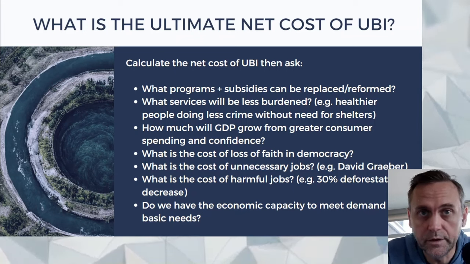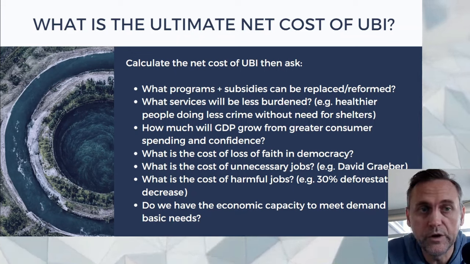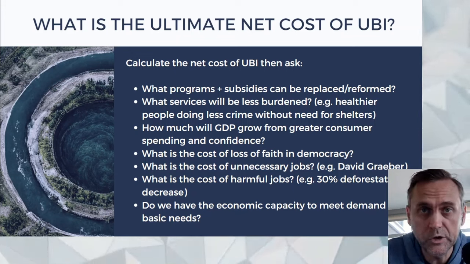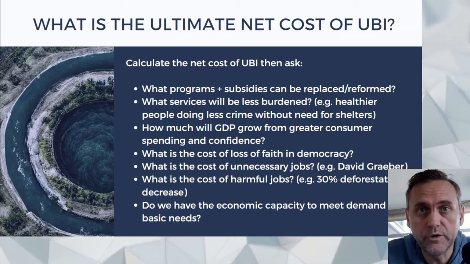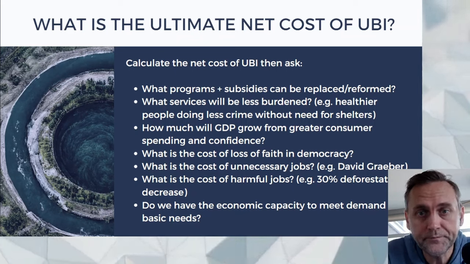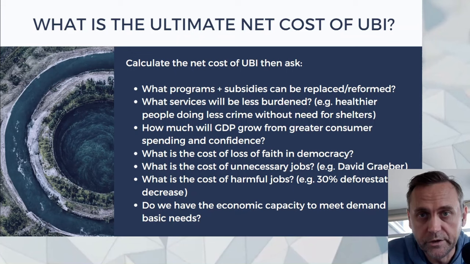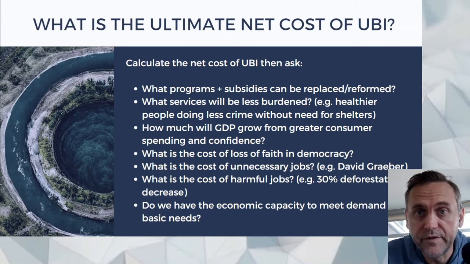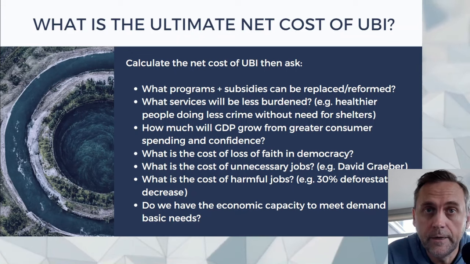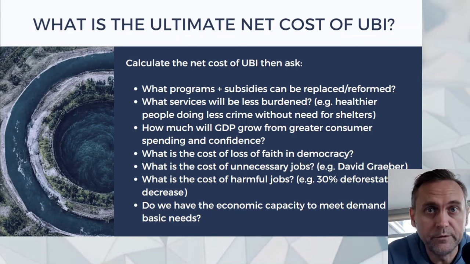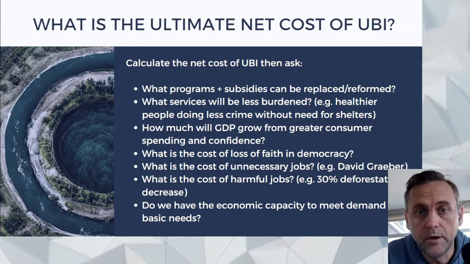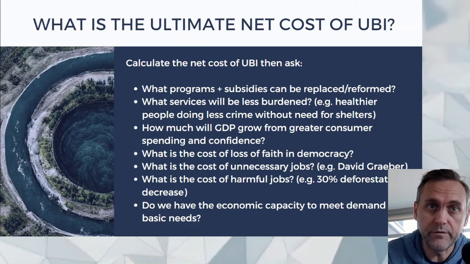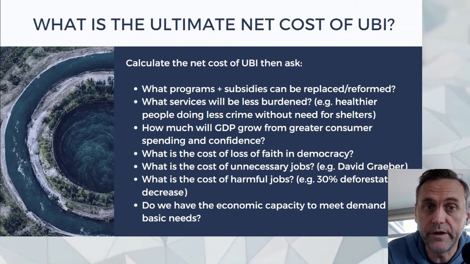And then there are lots of other tax subsidies that are provided as well. On average in the US, it's about $1.5 trillion per year in total tax expenditures. And also considering the cost, what services will be less burdened? Again, because we find that people get healthier and that recidivism goes down, that people commit fewer crimes, what are the reductions of cost that are the result of that?